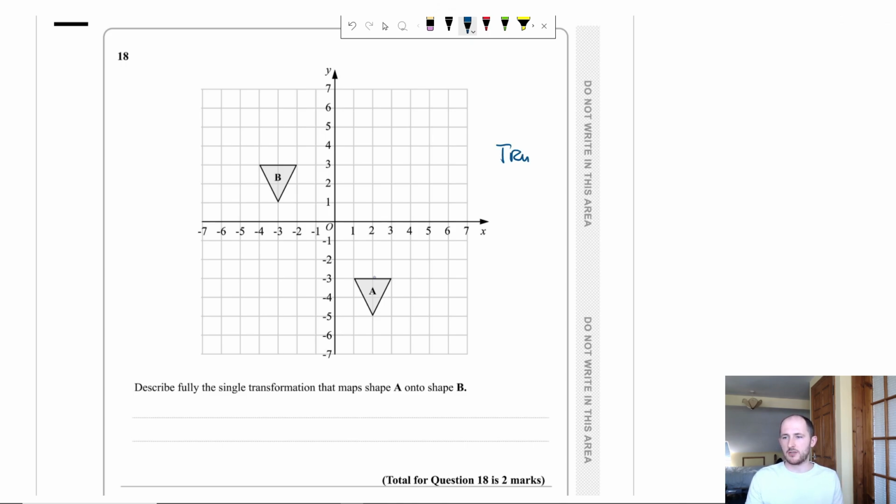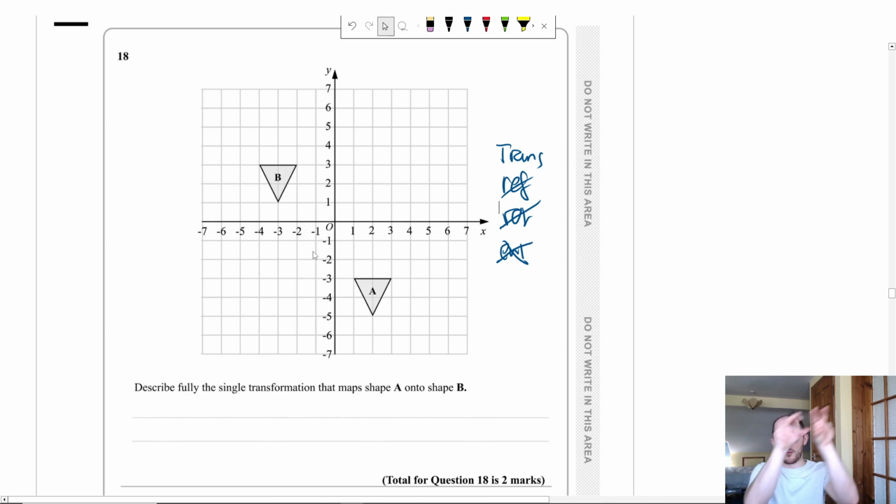So if you want, you can actually write out the options. And what is the last one? Enlargement, right? So translation, reflection, rotation, enlargement. Because the shape hasn't changed size, it's not enlargement. And because it's in the same positioning, it still looks exactly the same. It's like someone picked it up and moved it across. It must be translation. So writing translation gets you 1 mark.